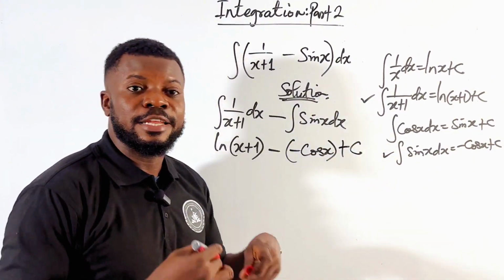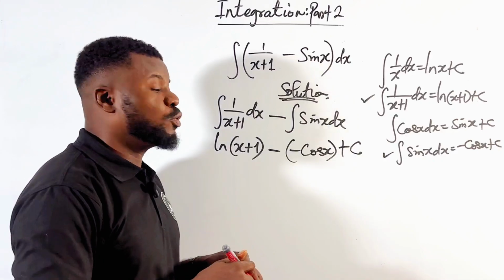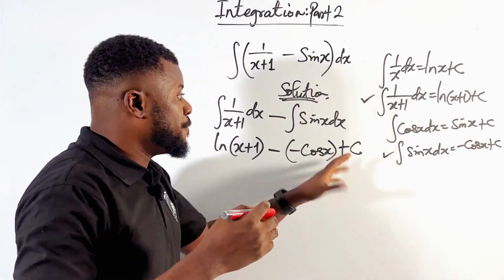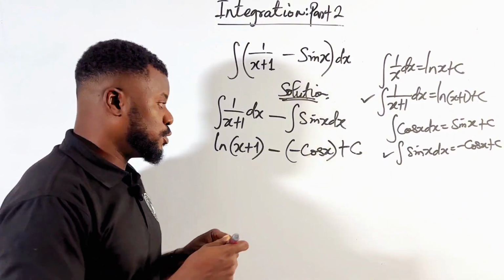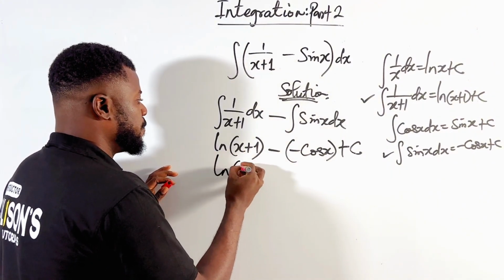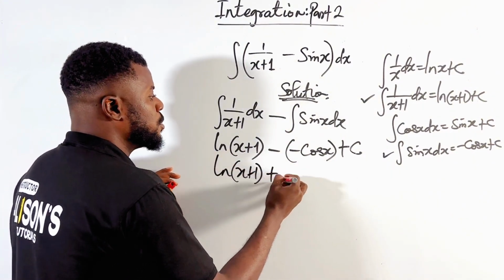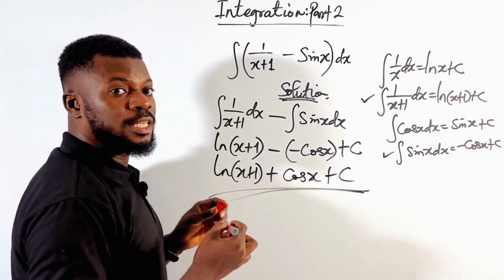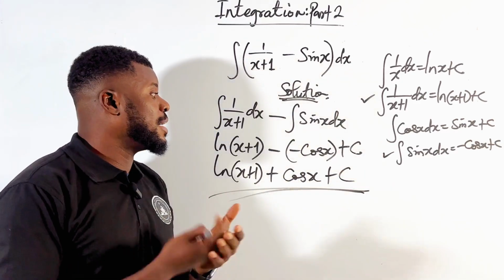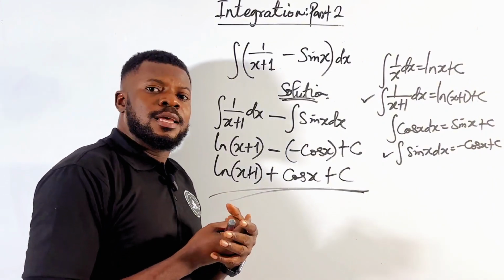What is this c? It is the constant of integration. Some people call it an arbitrary constant, meaning you can assume any value for that particular c. Finally, minus times minus gives us plus, so rewrite it: natural logarithm of x plus 1 plus cos x plus c. This one may shock you that the direct answer is that, even though it seemed hard. That is very, very simple stuff.